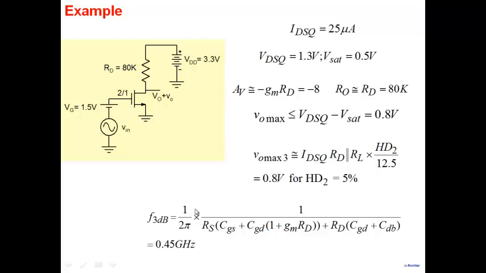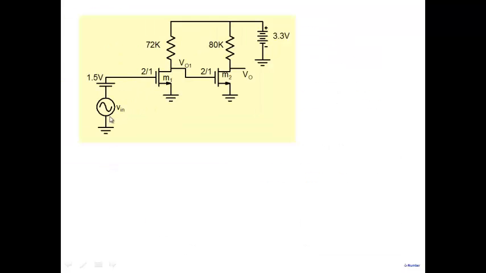And frequency response looks pretty good, 0.45 gigahertz, only because we have not put a source resistance here. In fact, suppose you have an amplifier like this. This is more realistic. You have one common source amplifier, which is driving another common source amplifier. So normally you're going to make multi-stage amplifiers. So if I want to calculate frequency response here, how do I do it? For this amplifier.